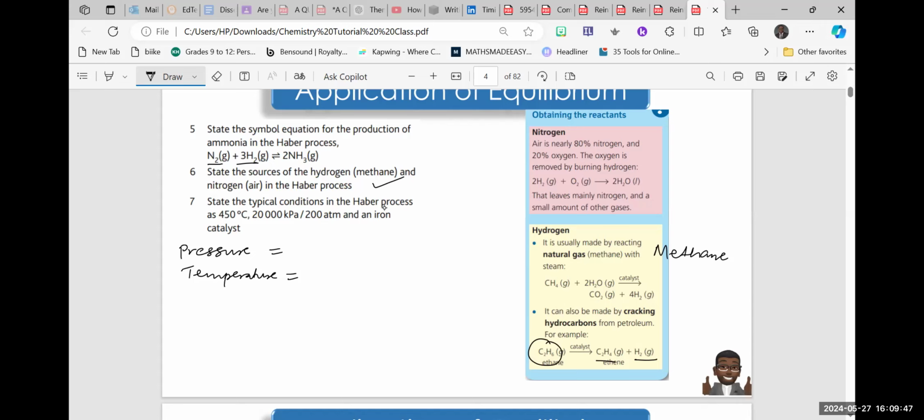So we have pressure, and this reaction occurs at a pressure of 200 atmosphere, or 20,000 kilopascal, which is 200 atmosphere. Just remember it in atmosphere. While the temperature is 450 degrees Celsius. If you look at contact process, the two conditions seem similar. The temperature is 450 degrees Celsius, while the pressure is 1 to 2 atmosphere. So don't confuse them, right? Contact process is lower in pressure than Haber process.